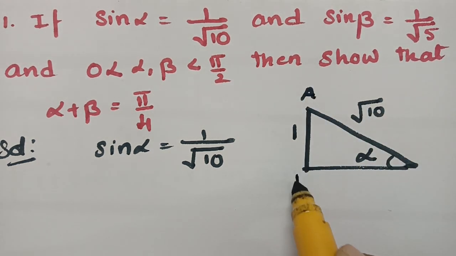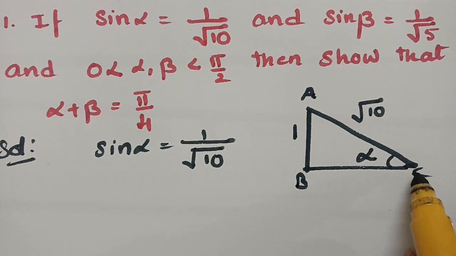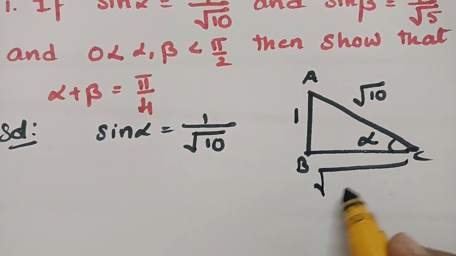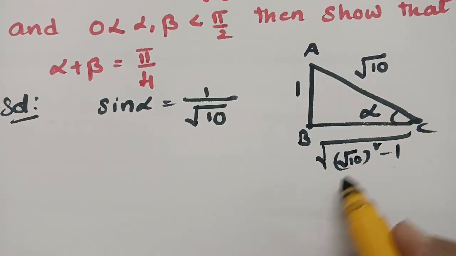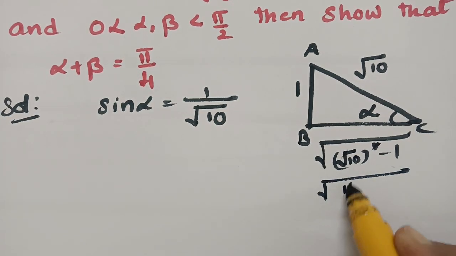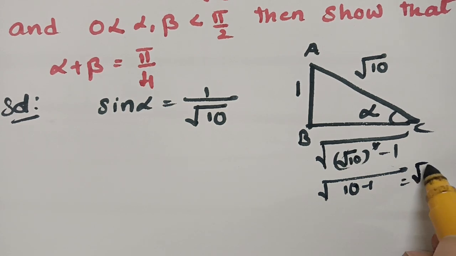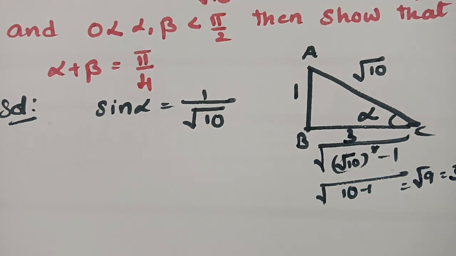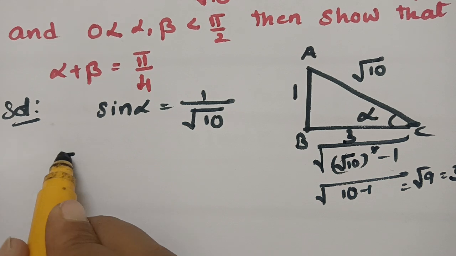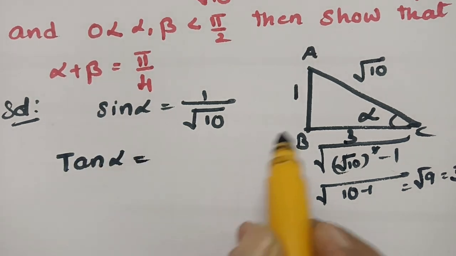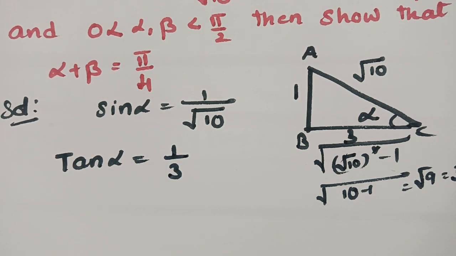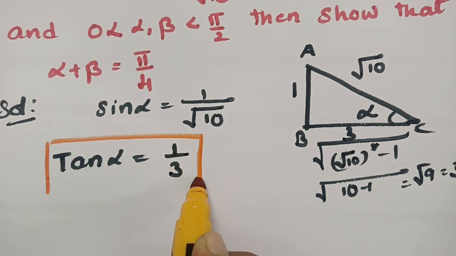So this will be A, this is B and this is C. For BC, it is root over AC square minus AB square. So root and square get cancelled and this will be 10 minus 1, which is equal to root 9. So the value here is 3. And I need the value of tan alpha. Now tan alpha is nothing but opposite side by adjacent side. So the value here is 1 by 3. Clear? So we got the value of tan alpha as 1 by 3.